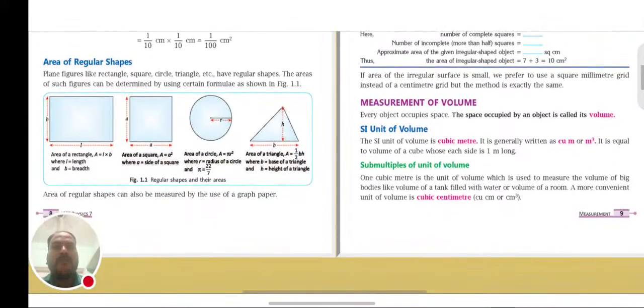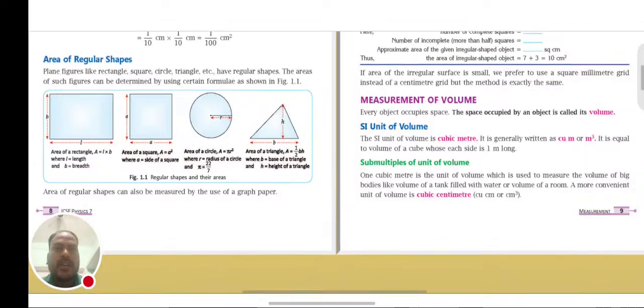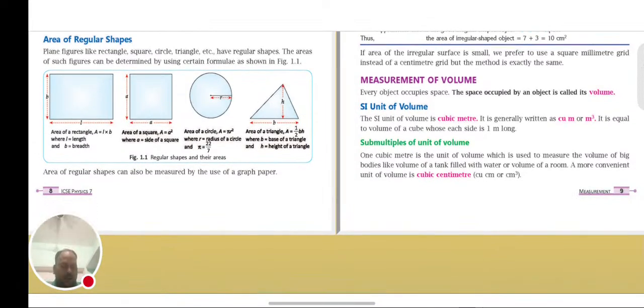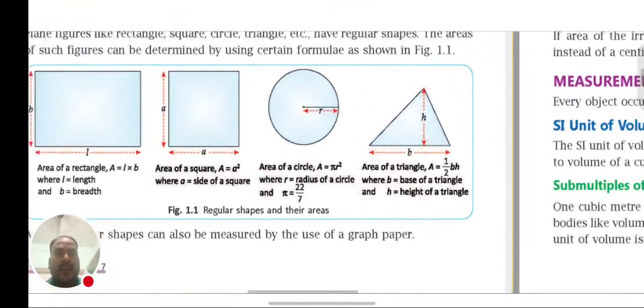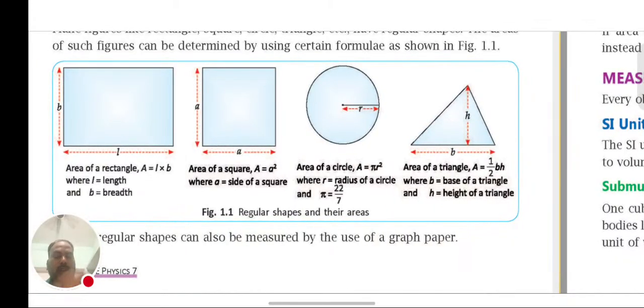Next one is the area of regular shapes. So how will we find the area of a regular shape? By using the formula, yes or not? Suppose the figure here is showing a rectangle, triangle, as well as a square and circle. So how are we able to find the area of this kind of regular shapes? For finding the area of a regular shape, we have an exact formula.